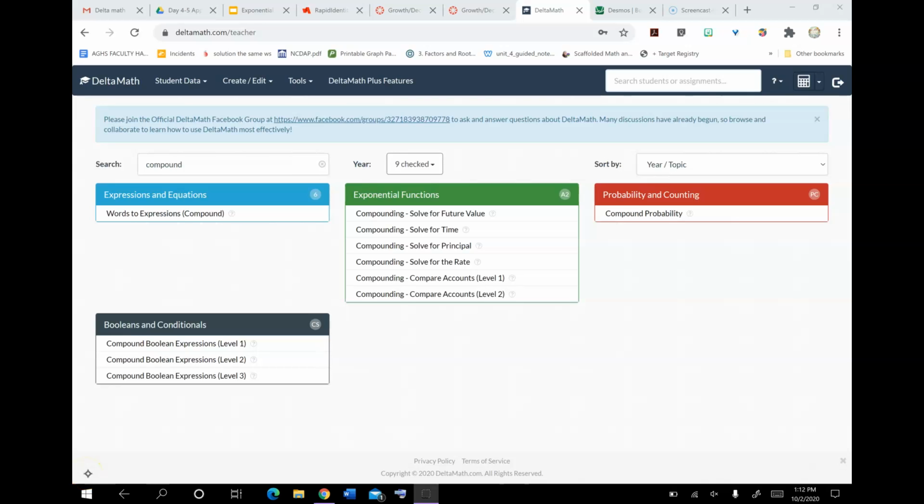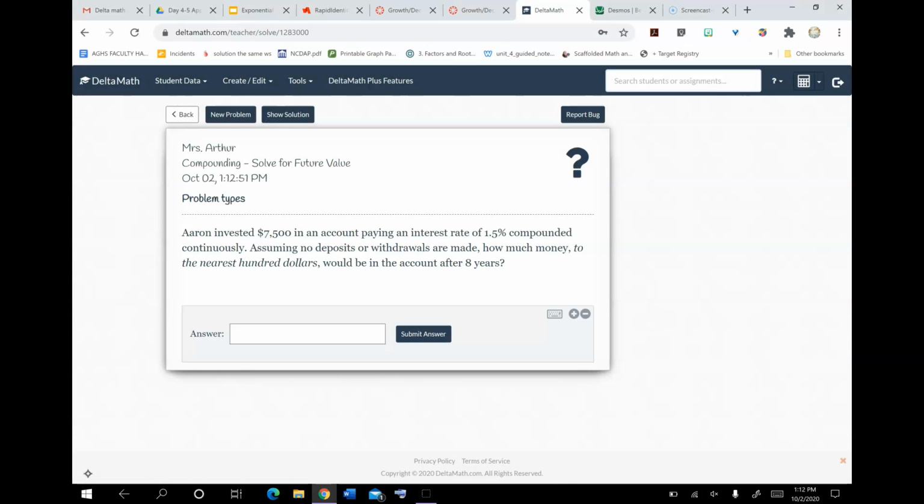Alright, so I've had some requests for more videos on how to do the Delta Math compound interest and compound continuously problems. So I'm going to do about 2 from each section, so that'll be about 8 problems, and I'm going to show you what to do. First we're going to do solve for future value.